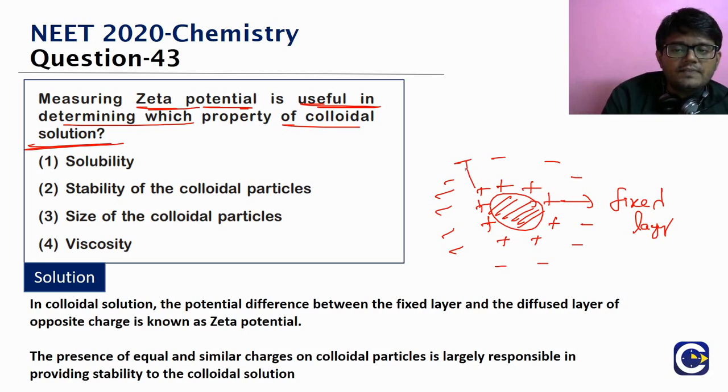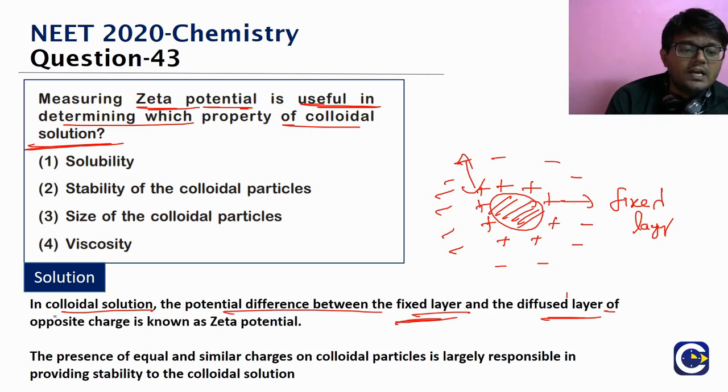So the potential difference between these two charge layers is what we call the zeta potential. So what is it in a colloidal solution? The potential difference between the fixed layer, which is the first layer of charge, and the diffused layer of opposite charge. The second layer will also be called as what?